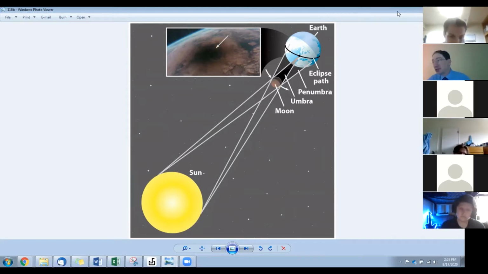But after looking at a bunch of these, you may walk away thinking this is the scale of things out there. So what I would normally do is I would do a scale model of the Earth, Moon, and Sun system in class. We'd just build one.